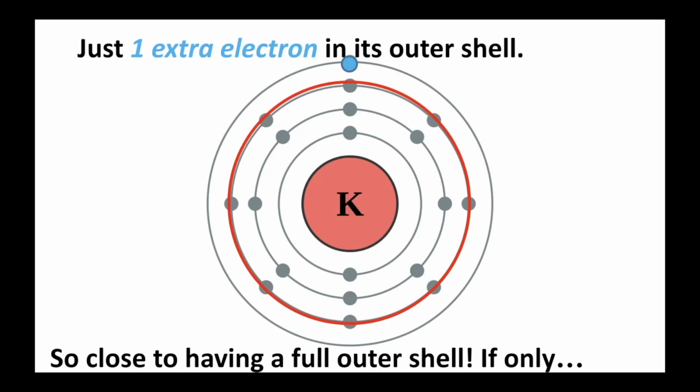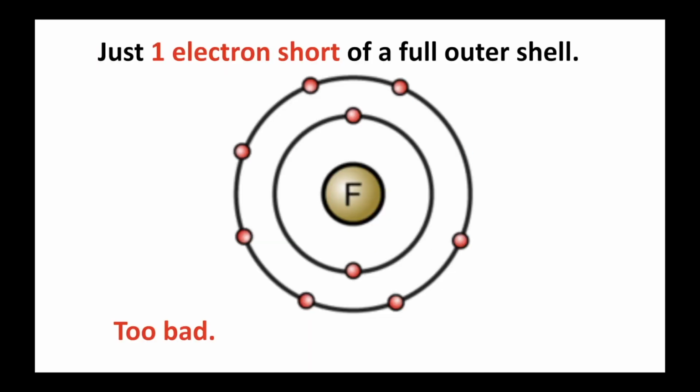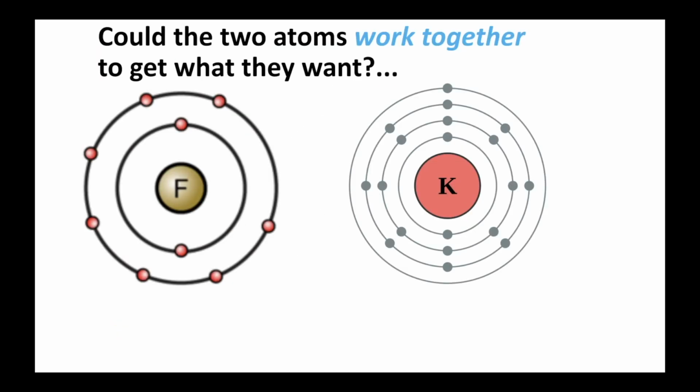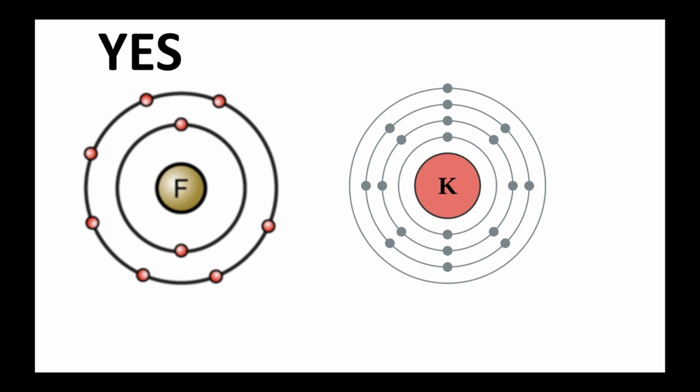Meanwhile, potassium, we remember, has 1 extra electron. If only they could get together, right? Too bad. So, could the two atoms work together to get what they want? And what they want, of course, is a full outer shell of electrons for each of them. And the answer is yes.